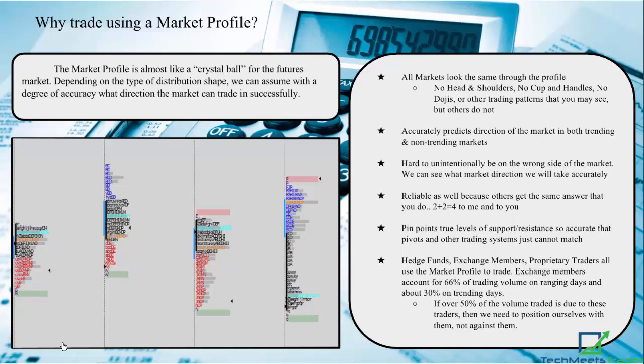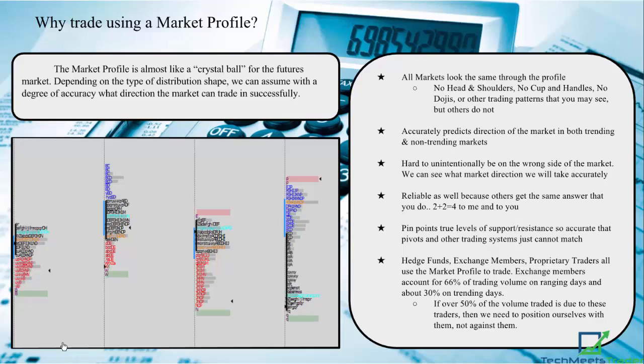And one of the biggest reasons is that hedge funds, exchange members, proprietary traders all use the market profile to trade. They may not say it out to the public or make it known to the public, but they use this information. Exchange members account for 66% of trading volume on ranging days and about 30% of the volume on trending days. So if over 50% of the volume traded is due to these traders, then we need to position ourselves with them and not against them.